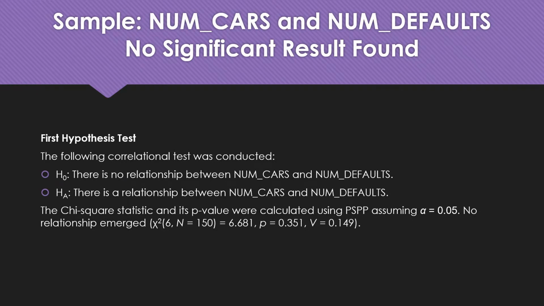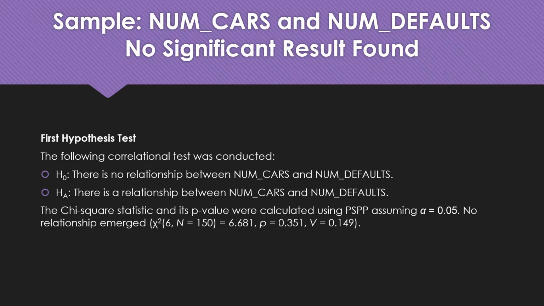So the first analysis performed involved the sample num-cars and num-defaults. Using the PSPP tool, we determined no significant result was found. So let's break down how we came to this conclusion. First, we created the null hypothesis using the structure, which is there is no relationship between num-cars and num-defaults. Subsequently, the alternative hypothesis would then be structured as there is a relationship between num-cars and num-defaults.